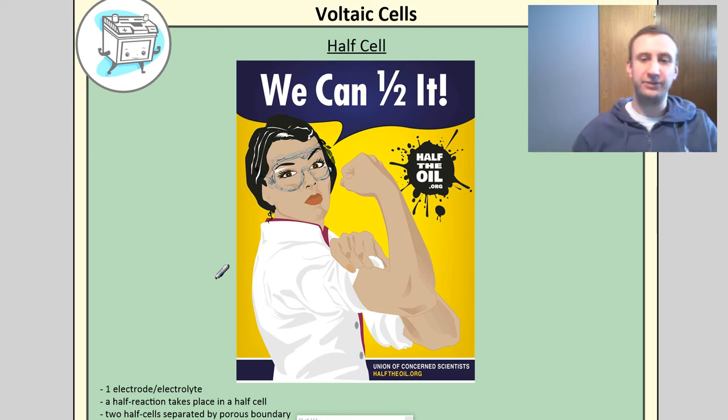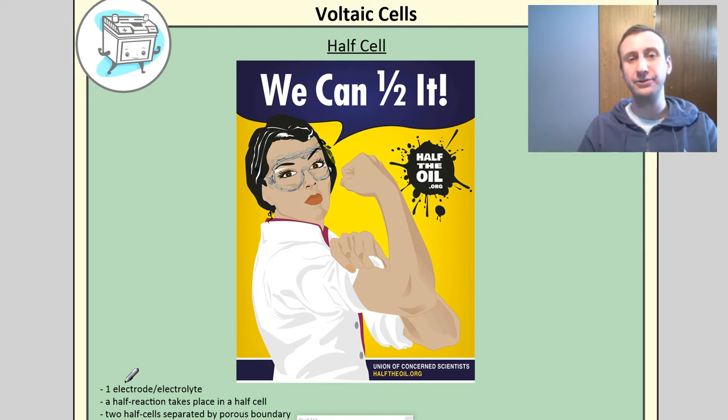Now, a half cell will consist of one electrode and an electrolyte. Remember that an electrode is something that is conductive and it's a site of either oxidation or reduction, depending on whether it's an anode or a cathode. Typically it's a solid. And then I have electrolyte, which is a conductive solution, meaning it has aqueous ions to allow anions and cations to move around. A half reaction takes place in a half cell.